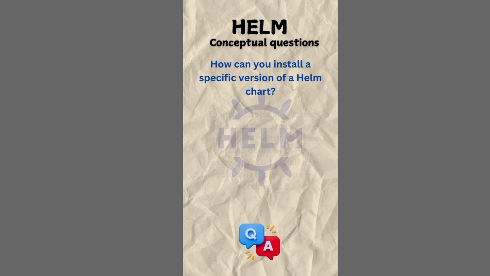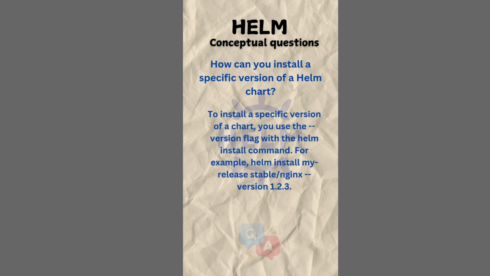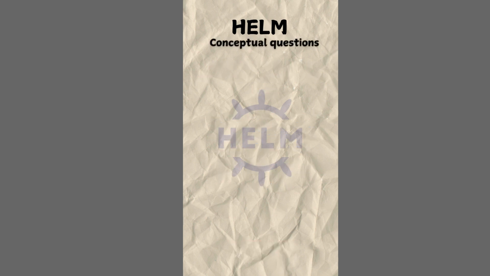How can you install a specific version of a Helm chart? To install a specific version of a chart, you use the --version flag with the helm install command. For example, helm install my-release stable/nginx --version 1.2.3.